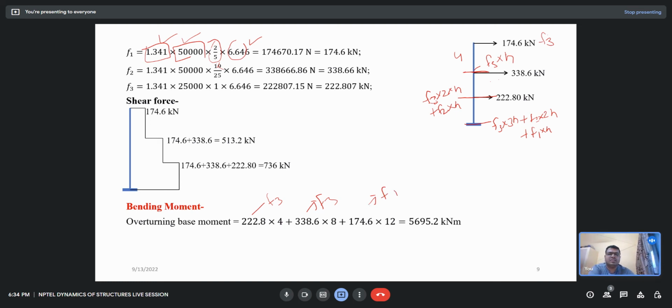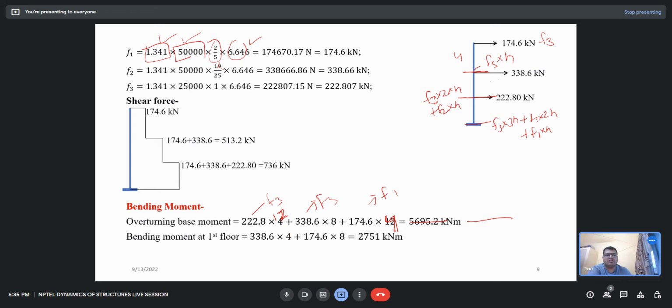Sorry, that would be a calculation mistake. That would be 12 here, and that would be 4. So F1 multiplied with 4, F2 multiplied with 8, F3 multiplied with 12, and then you can calculate. There is some sort of mistake, so you can calculate. Can you try it?